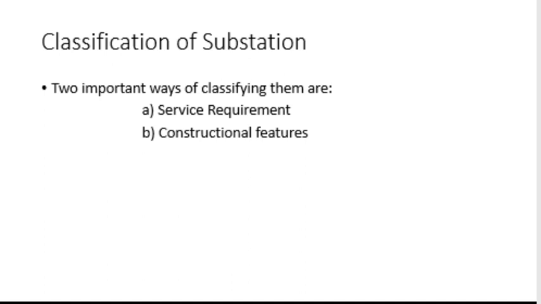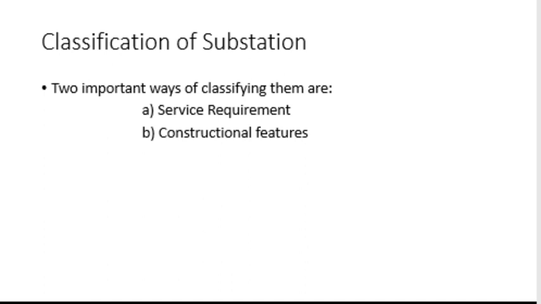In the next slide, as you can see, we have to start with the classification of a substation. A substation can most importantly be classified in two ways, that is the service requirement and the constructional features. Now first of all, what is service requirement and what are the constructional features?